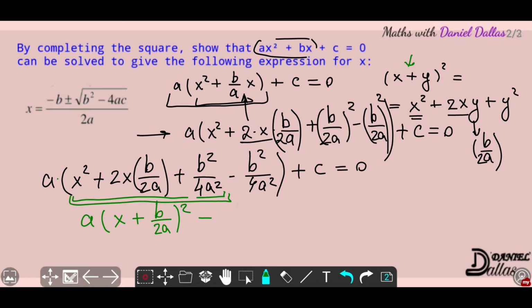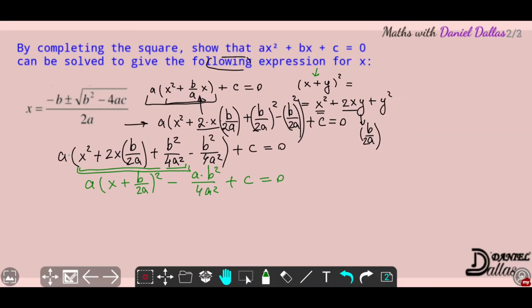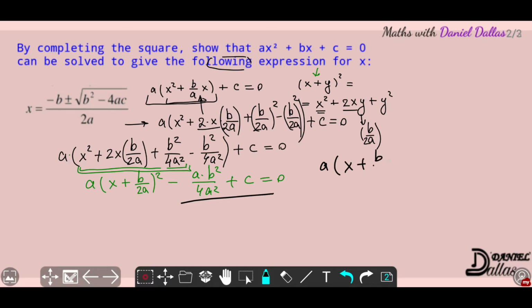So if I times that, I'll get a times b squared over 4a squared and plus c, all right? So right now what I'm gonna do, I just squeeze it up. And I just want to say that we're already almost done. So what I need to do, I need to transfer this part to the right side and leave the left part as it is. So I will write a times x plus b over 2a, everything squared.